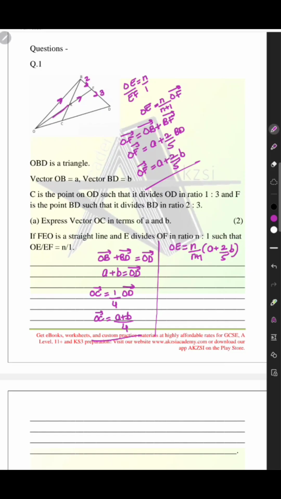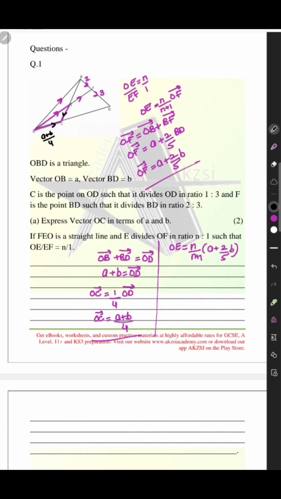OE, how can I calculate OE? Either I need this triangle or I need the upper triangle. Let me just pick the lower triangle, this one. So OE is in this direction, EC is in this direction, and OC is in this direction. Now get this, that OC we have already calculated, which was A plus B by 4.